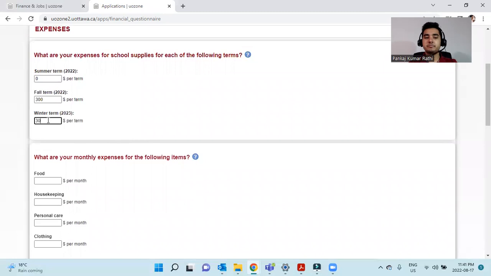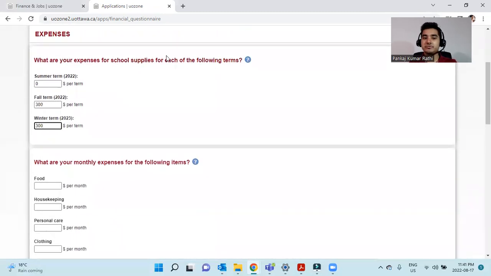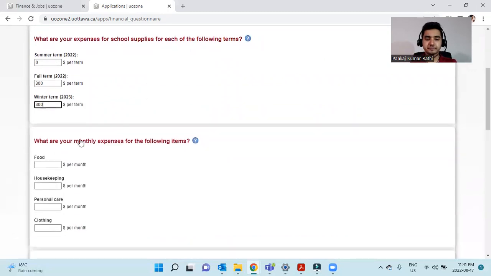And again, for winter term, it might be ranging around $300 to $400. That will be the expense for school supplies. That includes books, pens, and other stationery products.